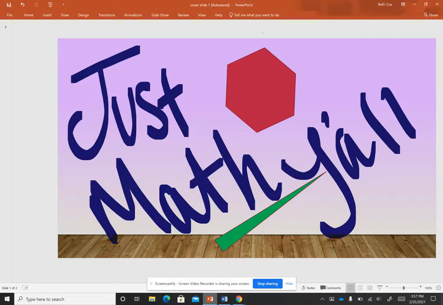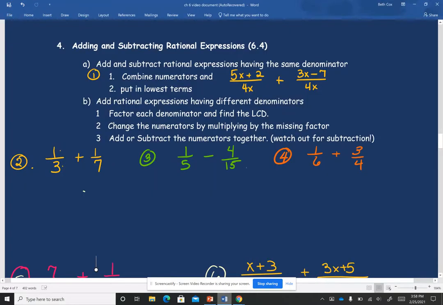It's just math, y'all. We're going to learn how to add rational expressions, and if you don't know how to add fractions, you'll learn that as well. So let's jump in and see where we're at. Okay, so we're going to learn how to add and subtract rational expressions.